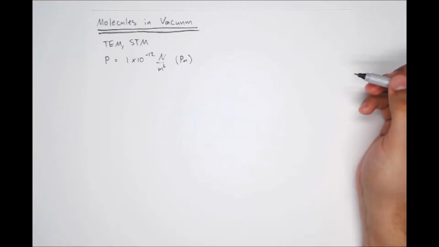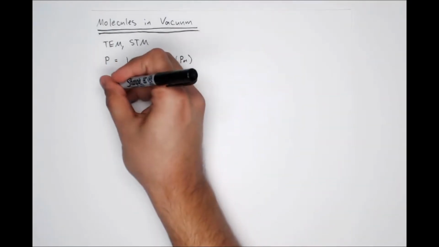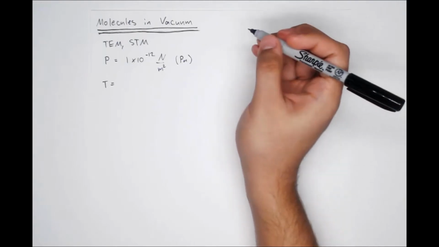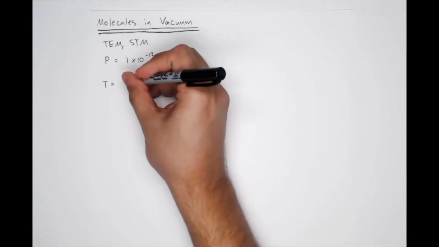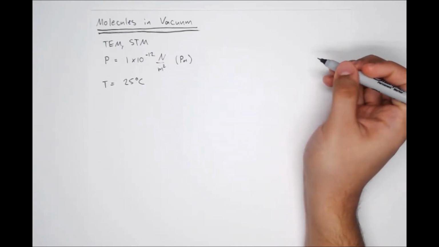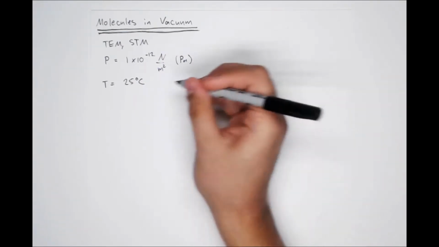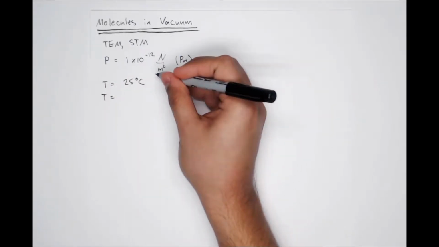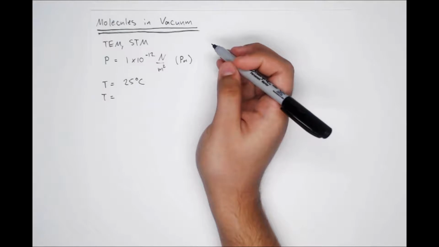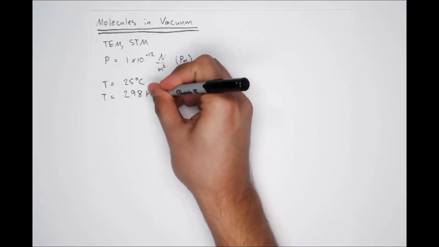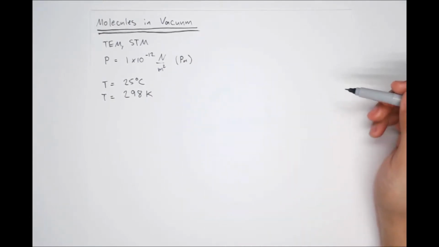These systems sometimes also go down to low temperatures, but just to be different, I'm going to have the temperature of our system be room temperature, which is going to be 25 degrees Celsius. And one thing we're going to need is to convert this into units of Kelvin. So I'm just going to do that right now. If you take this Celsius value and you add 273, you will get 298 Kelvin. So we have a pressure and we have a temperature of the gas.